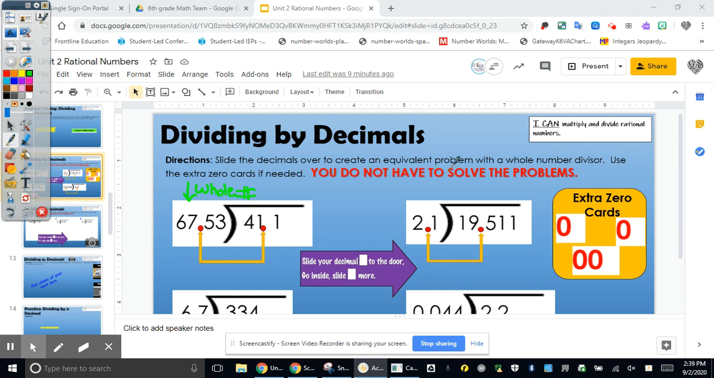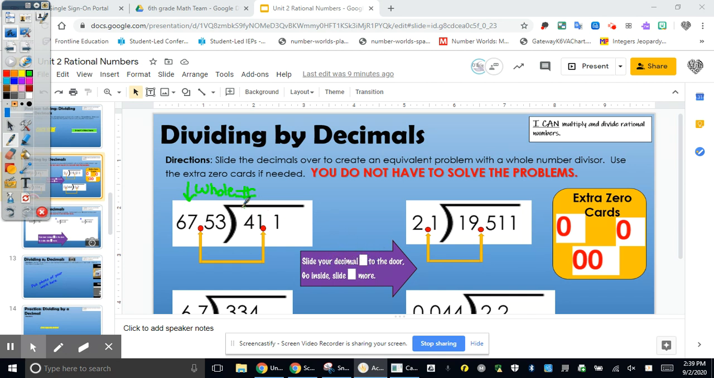So you do not have to solve these problems. So we're just going to practice moving the decimal. So here, we want the divisor to become a whole number. And let's remember this riddle here. Slide your decimal blank to the door. You're going to go and slide blank more.